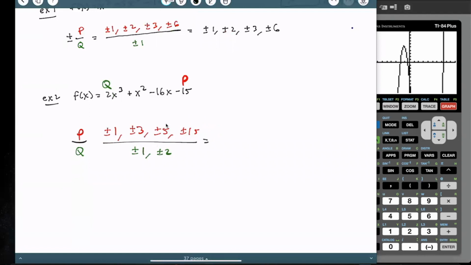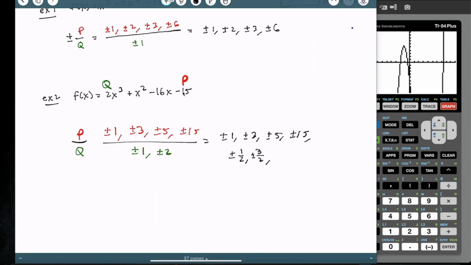So if I divide everything by 1, it's just going to be the same. 1 divided by 1, 3 divided by 1. So it's going to be the same: 1, 3, 5, 15. Okay, but if I divide by 2, 1 divided by 2 would give me 1/2. That's a possibility. If I divide the 3 by the 2, that would give me 3/2.